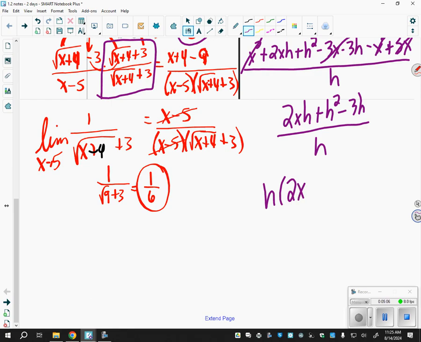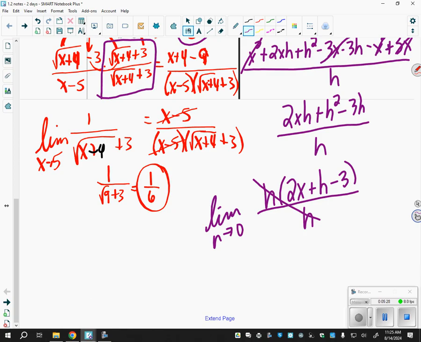But if I factor the h out, then we can cancel those out, right? It's kind of like a fancy way of factoring. And now, since there's no h in the bottom, we can take the limit. And the limit says, find the limit as h goes to 0.